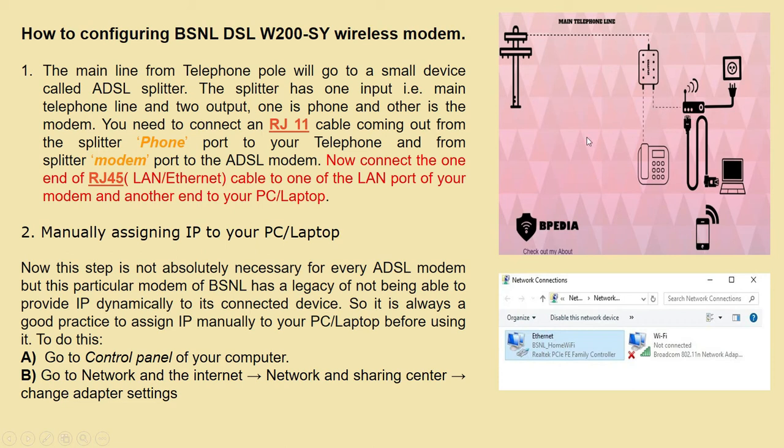Now see this picture. The main line from the telephone pole will go to a small device that is called an ADSL splitter. The splitter has one input, that is the main telephone line, and two outputs. One is for the phone and the other is for the modem. You need to connect an RJ11 cable coming out from the splitter phone port to your telephone, and from the splitter modem port to the ADSL modem.